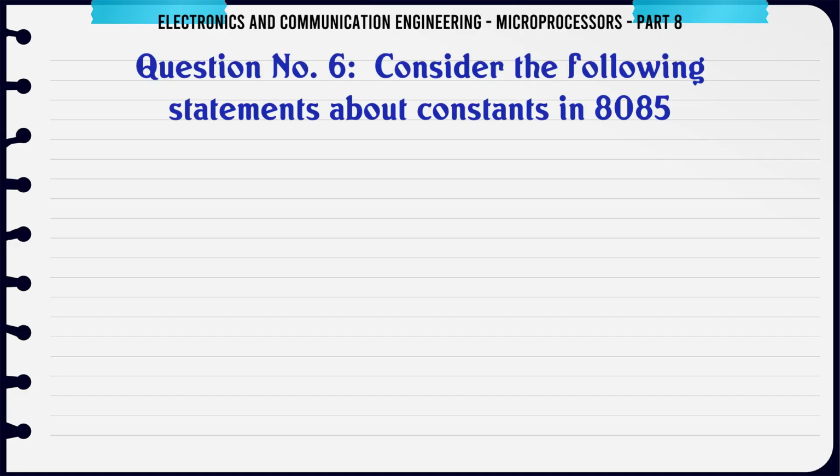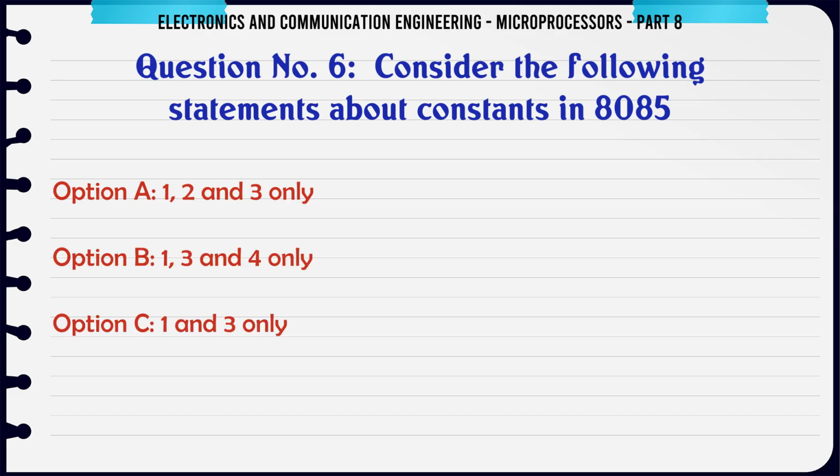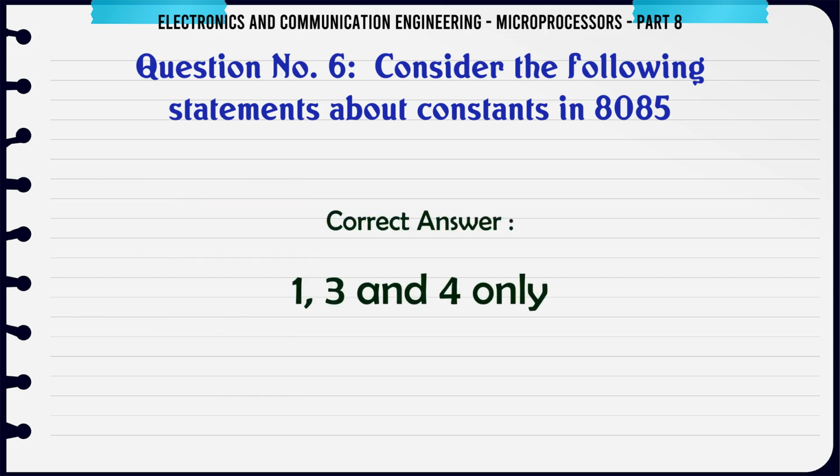Consider the following statements about constants in 8085. A, 1, 2 and 3 only; B, 1, 3 and 4 only; C, 1 and 3 only; D, 2 and 4 only. The correct answer is 1, 3 and 4 only.